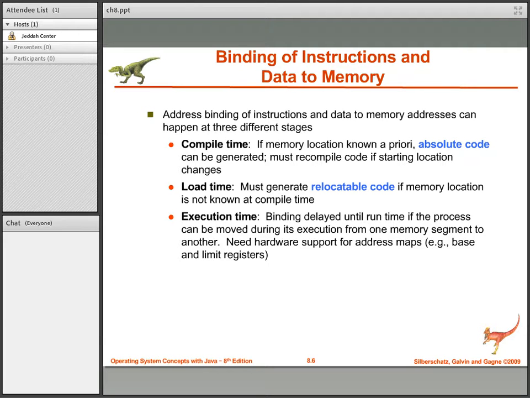The second stage of binding happens at load time. If the memory location in the main memory is not known at compile time, then we must generate a relocatable code. And then we have the third stage of binding, at the execution time.